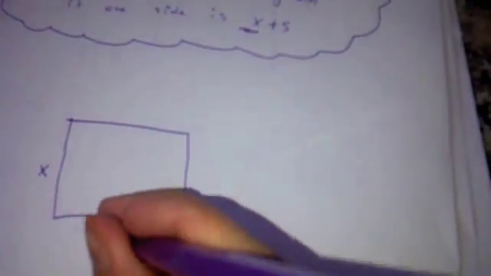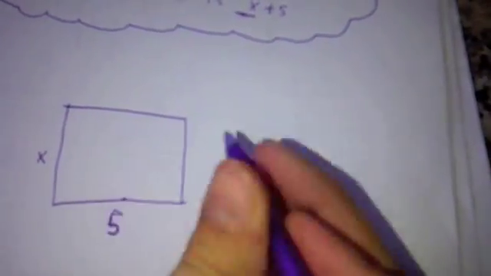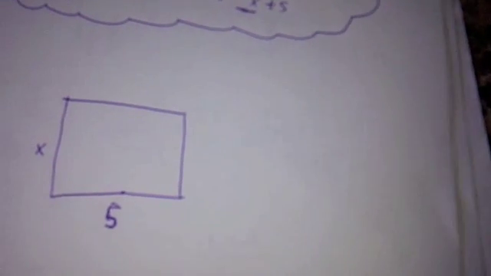Alright, guys. We have an x here and a 5 over here. X and 5. The area of the rectangle is equal to the length times the width. A is the answer, L times W. Simple.